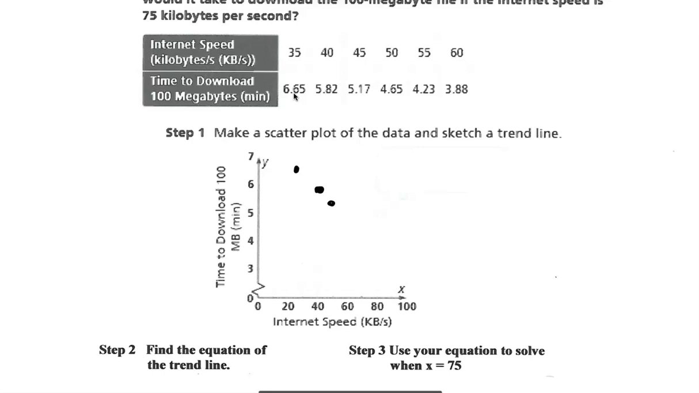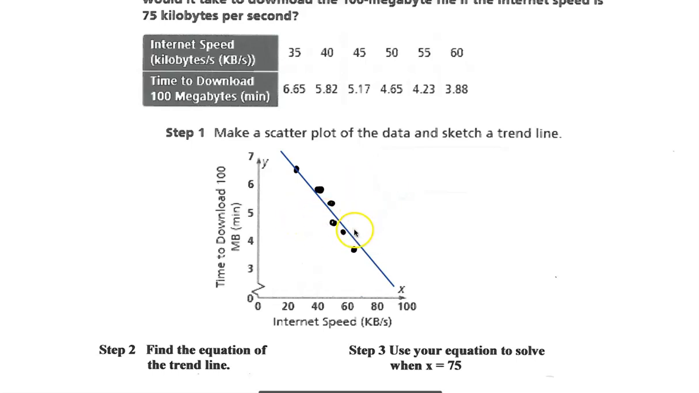50 with 4.65, 55 with 4.23, 60 with 3.88. So something to that effect. But that's our step one. Step one is you have to sketch the scatter plot. Step two, let's make a trend line. So again, don't care about hitting the points, just trying to get kind of in the middle. What's the line that kind of best encapsulates those points?